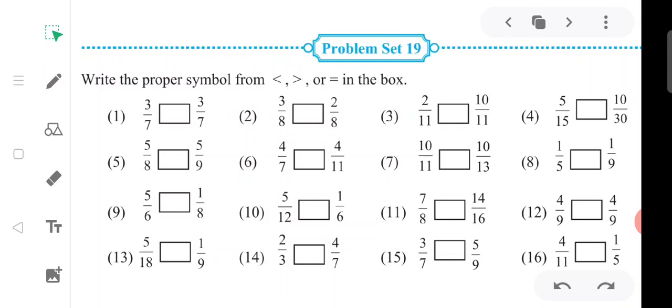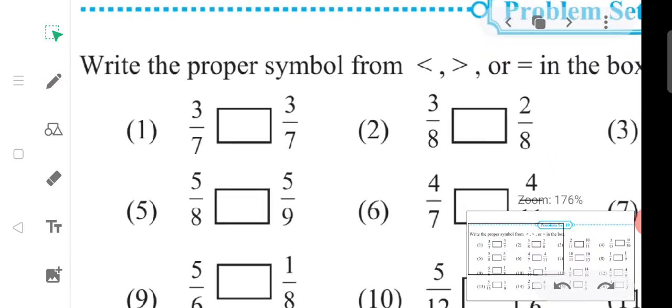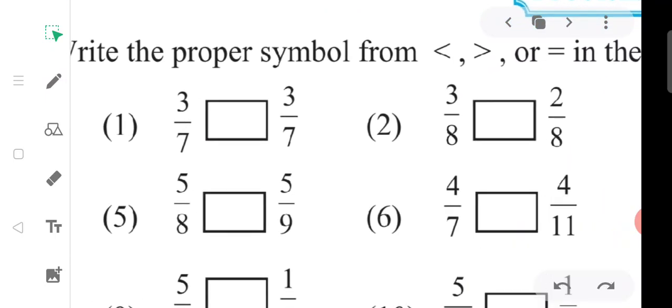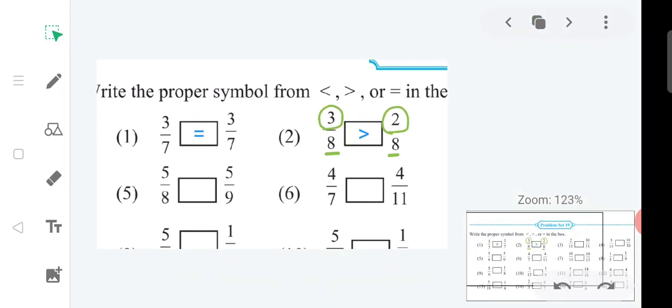Now we solve problem set 19. See the question: write the proper symbol from less than, greater than or equal to in the box. The first one is 3 upon 7 and 3 upon 7. Here both numerators and denominators are the same, so 3 upon 7 is equal to 3 upon 7. In the next one, the denominators are the same and the numerators are 3 and 2. You know 3 is greater than 2, so 3 upon 8 is greater than 2 upon 8.